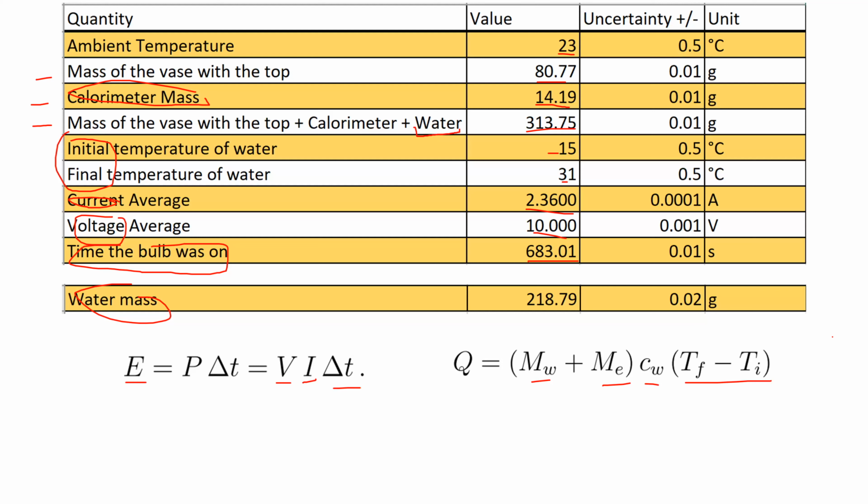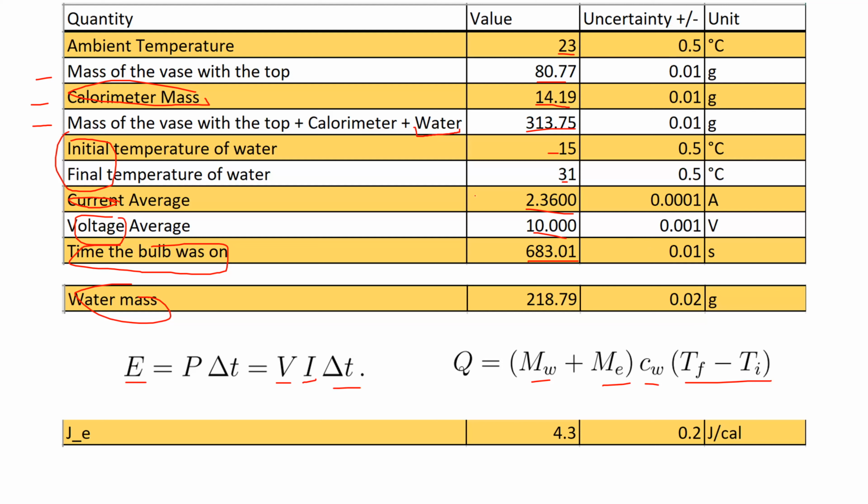So therefore, when we take all of this into account, we can get the final values for electric energy and heat, and we divided them to get the exchange factor between calories and joules, which was around 4.3 joules per calorie. For the uncertainties, for these ones right here, we just recorded them from the instruments we used. For the rest of them, specifically the water mass and the conversion factor, we simply use the formulas for the propagation of uncertainties.